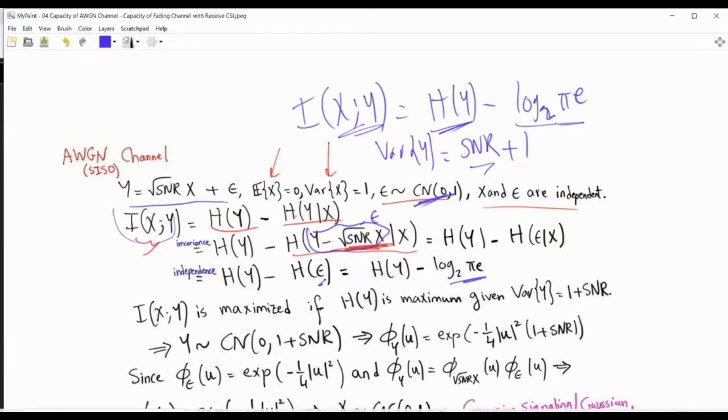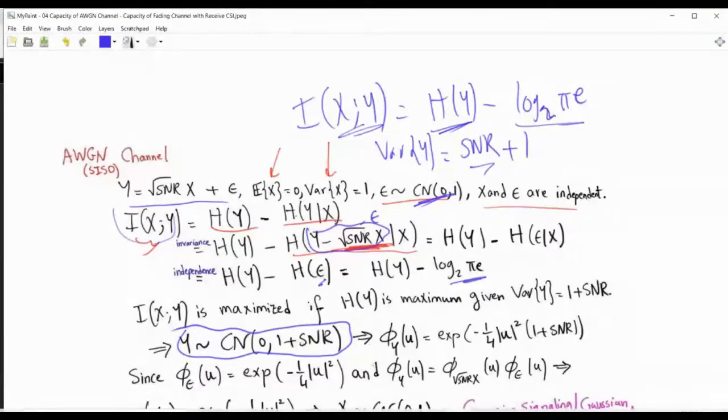Okay, what should be the distribution of y such that we get the maximum h of y, and hence the maximum mutual information between x and y? The proof on the previous page shows it must be Gaussian. So this is the optimal solution: y must be Gaussian. The output of the channel must be Gaussian.